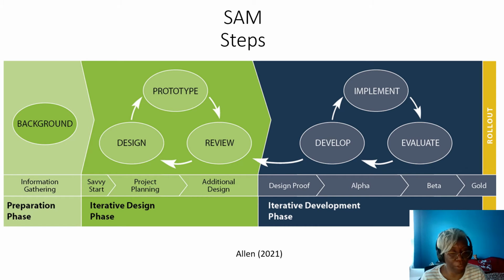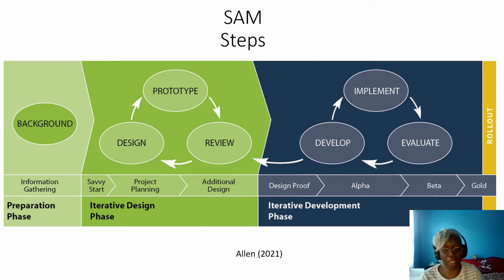And then you have the iterative design phase. Again, we go in small bits when we talk about SAM. So savvy start, project planning, additional design. As you notice, it's more of a cycle. So you'll be coming up basically with a design, a prototype, and review. So it's continuous in its review, continuous in its feedback. So you're getting the best product you can at that time. Then you have the iterative development phase.